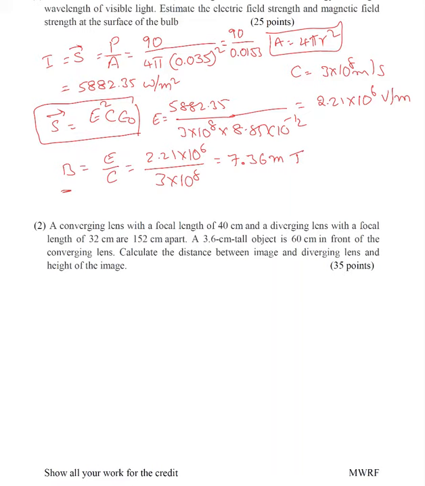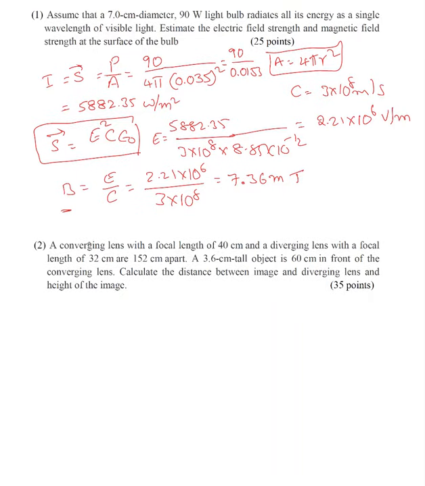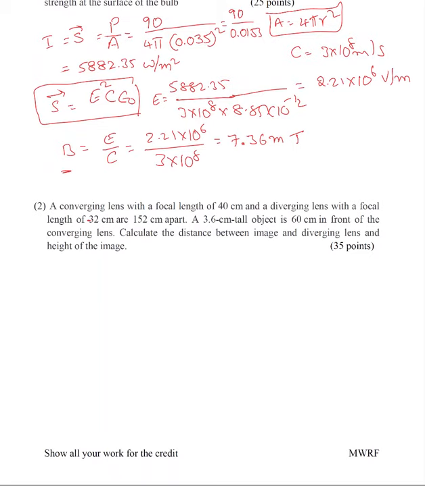The next one. A converging lens with a focal length of 40 centimeters and a diverging lens with a focal length of 32 centimeters. Usually I give this as a negative, but I clearly mentioned that it's a diverging lens. So even if it is not negative, you can still tell where it belongs, either behind the lens or in front of the lens. He's clearly mentioning that they are placed 152 centimeters apart. A 3.6 centimeter tall object is 60 centimeter in front of the converging lens. Calculate the distance between the image and diverging lens and height of the image.